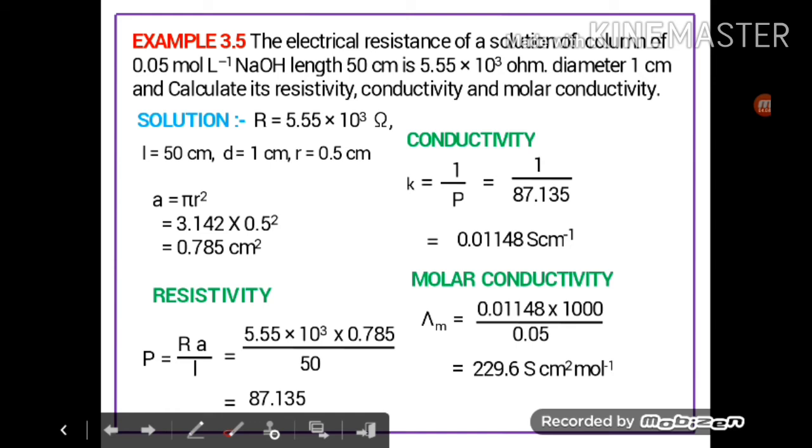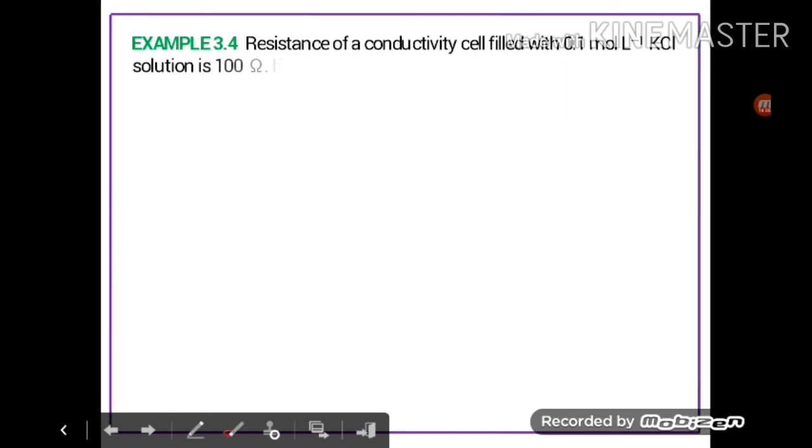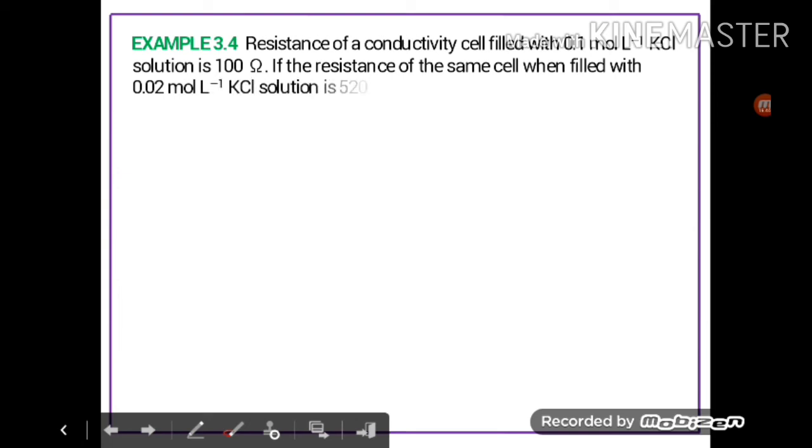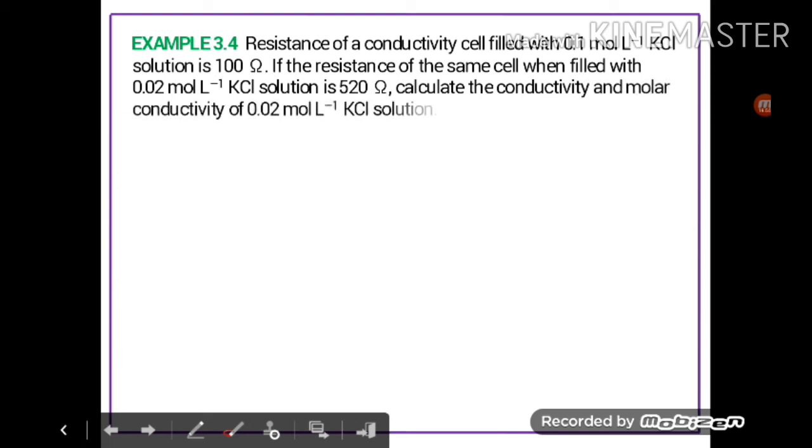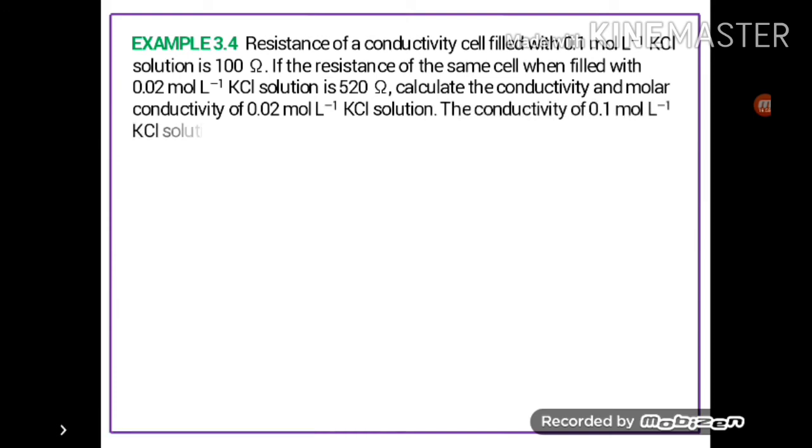Now next, see what is next. Now see example 3.4. Resistance of a conductivity cell filled with 0.1 mole per liter KCl solution is 100 ohm. If the resistance of the same cell when filled with 0.02 mole per liter KCl solution is 520 ohm, calculate the conductivity and molar conductivity of 0.02 mole per liter KCl solution. The conductivity of 0.1 mole per liter KCl solution is this one.